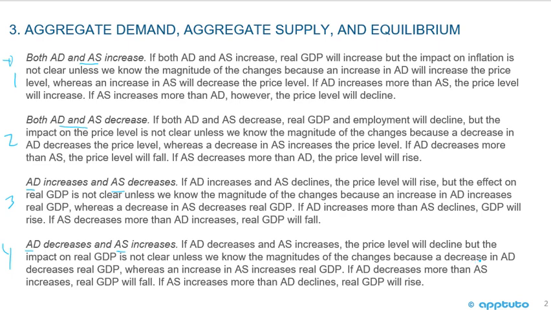And finally, looking at the fourth case, where aggregate demand decreases as aggregate supply increases, the price level will decline. But again, the impact on real GDP is not clear unless we know the magnitude of the changes, because again, a decrease in aggregate demand decreases real GDP, whereas an increase in aggregate supply increases real GDP. If aggregate demand decreases more than aggregate supply, then real GDP will fall. If aggregate supply increases more than aggregate demand declines, real GDP will rise.